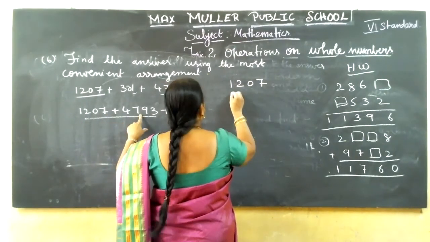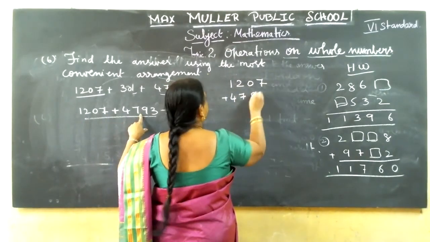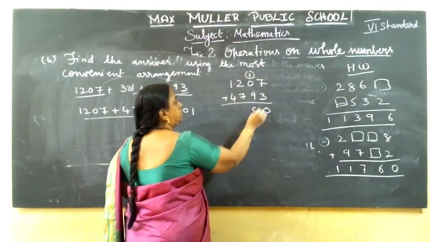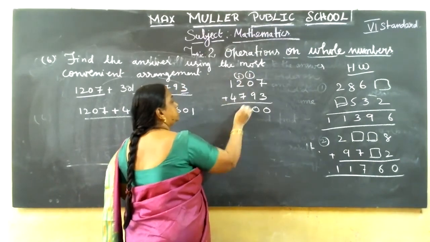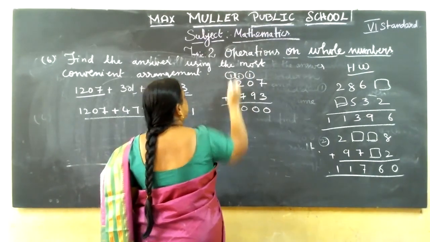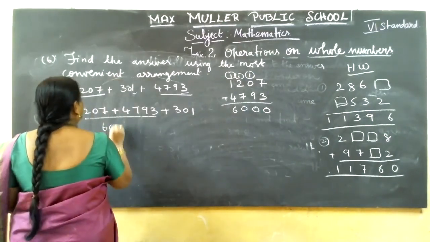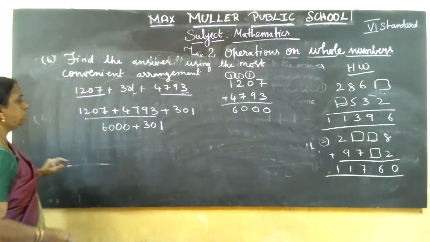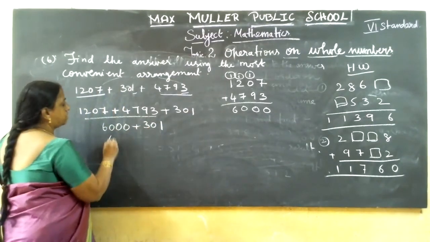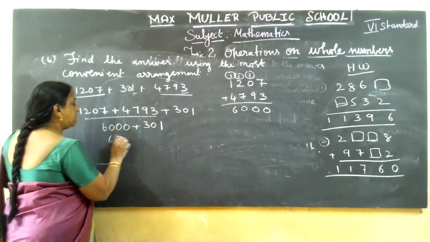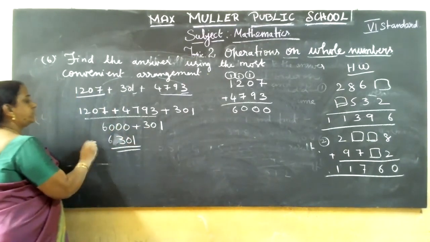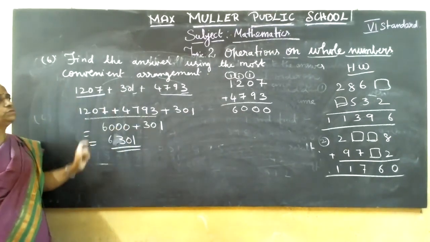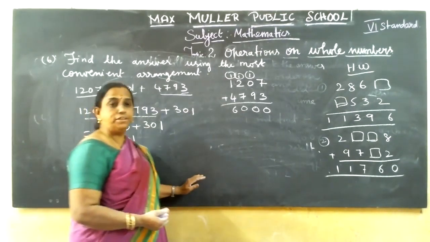1207 plus 4,793. Now 0, 1 carry, 7 plus 3, 10, 0, 1 carry, 0, 1 carry, 9, 10, 0, 1 carry, 4, 5, 6. We got 6,000. So 6,000 plus 301. Instead of going back, you can do it here only. 6,000 plus 301 is what? 6,301, the answer. Okay, we can go without actual addition. Clear now how to solve, how to use the property. This is the properties of addition over.